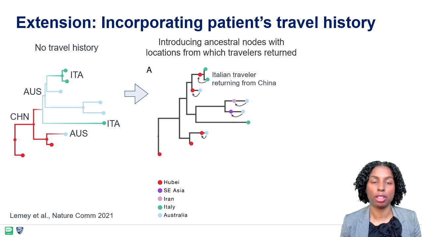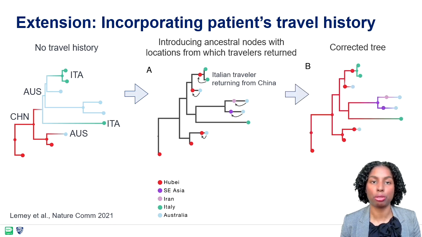The upper arrow in the second tree represents the information introduced for the traveler that returned from Hubei to Italy. From top to bottom, the same procedure is applied to the 4 genomes from travelers returning to Australia from Hubei, Iran, Southeast Asia, and Hubei again. The result of this inference is shown in the third tree. Incorporating travel history in the discrete phylogeographic inference yields more realistic reconstructions of viral spread compared to other available approaches, such as the default discrete phylogeographic model.